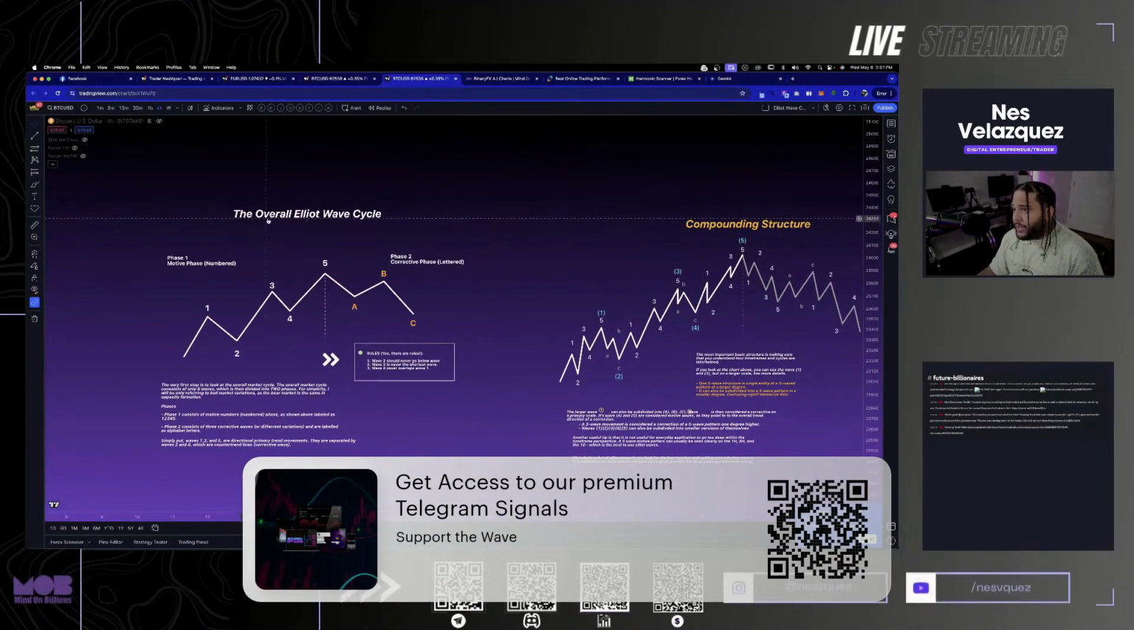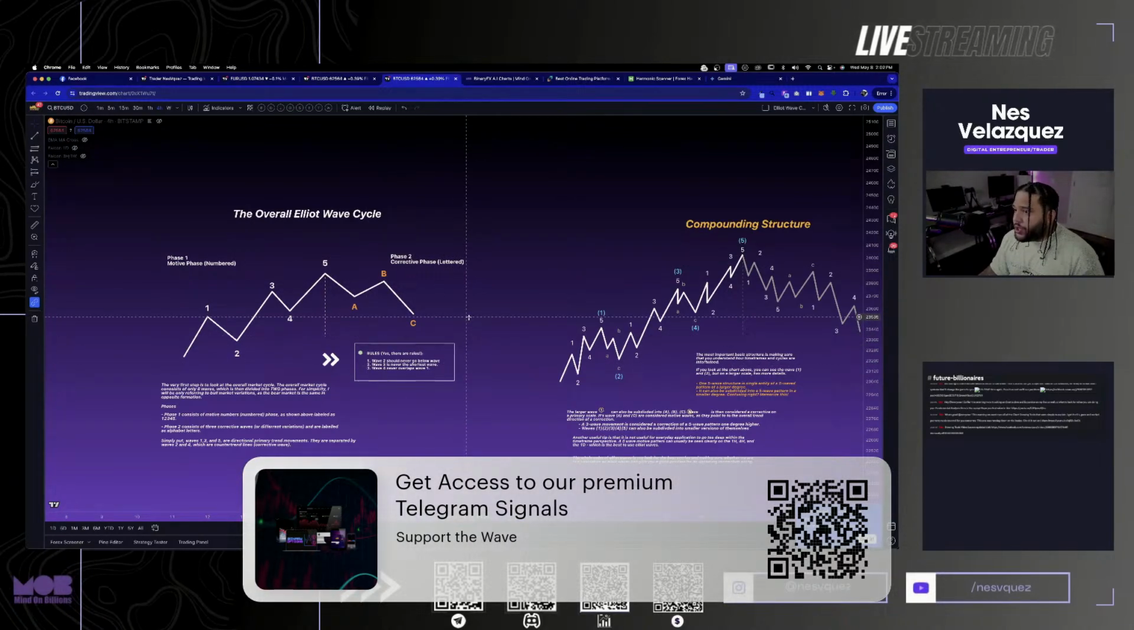A typical Elliott wave cycle is this. You have 1, 2, 3, 4, 5. This is the motive phase. And ABC is the corrective phase. So phase 1 is numbered. Phase 2 is lettered. Rules: yes, there are rules.